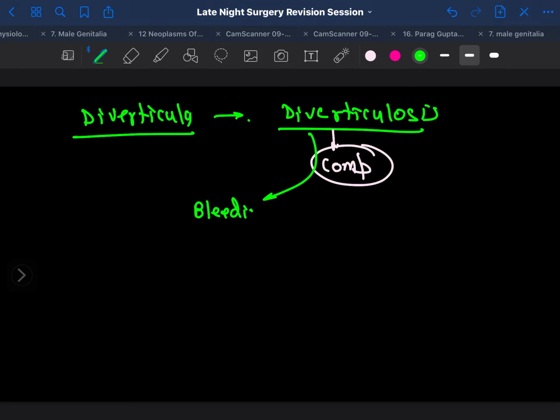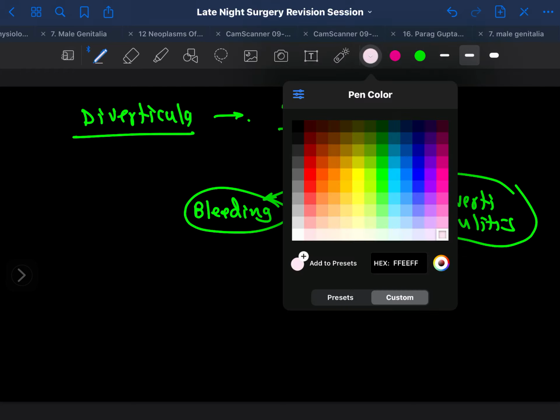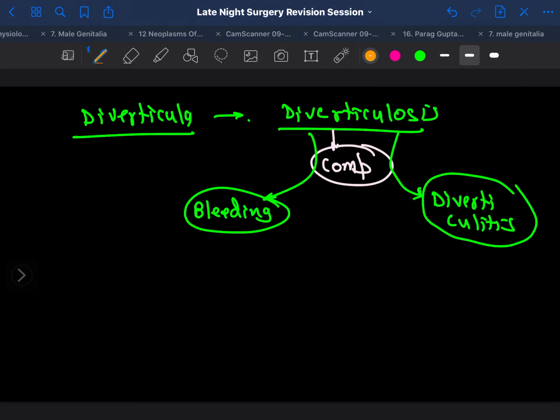This can complicate into, like, the patients can come to you with bleeding as in the clinical scenario, and they can also complicate into diverticulitis. So what is this diverticulitis? This is basically the infection and the inflammation around the diverticula. So there are two important MCQs over here, guys.